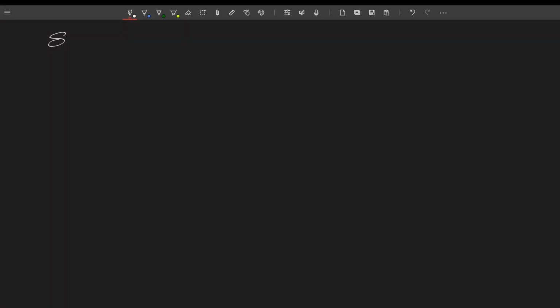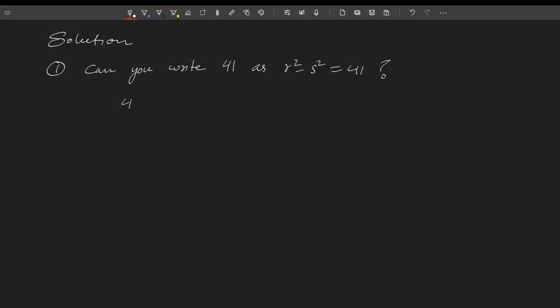Let us look into the solution. We'll first look into the solution using an example, the example of 41, and then after that I will explain why the solution works. The first step of the solution is to express 41 as the difference of two squares. So we'll try to write 41 as 41 equal to r square minus s square, where r and s are two positive integers. If we can find such integers, then we're done.